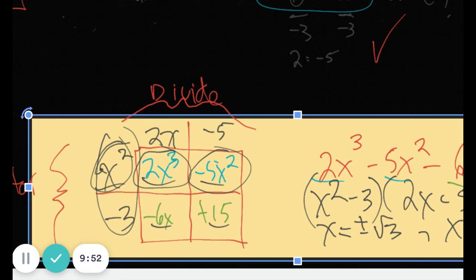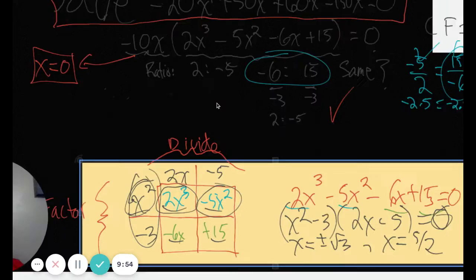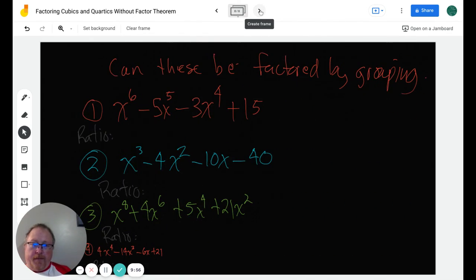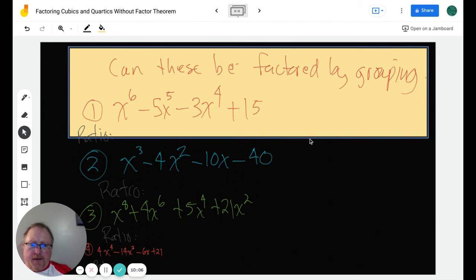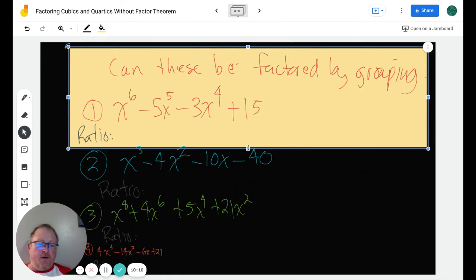Okay, here's another one. We're going to do one more. And we're going to do this just a few at a time. The way we're going to do this is just check the ratios. Okay, I'm just going to check the ratios each time. So look at the first one.